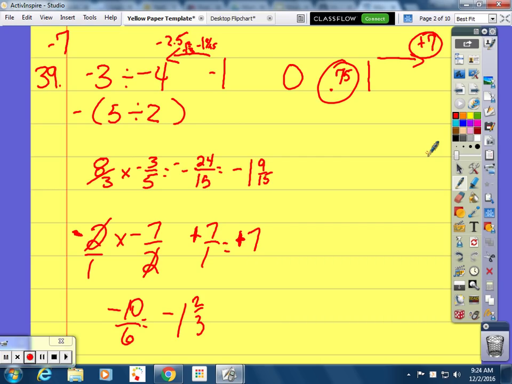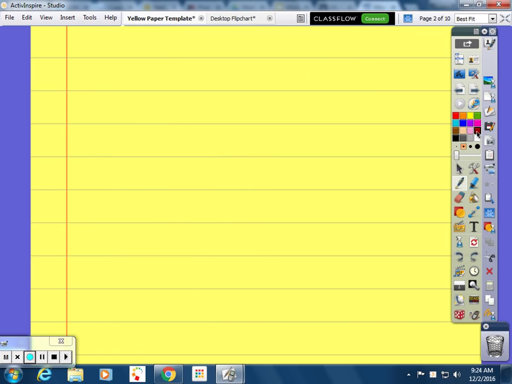Moving on to number 40. It says the population of a city is expected to increase by 7.5% next year. If P represents the current population, which expression represents the expected population next year? So we have an expression here, so there's no equal sign. So we're talking about 7.5% of the population.